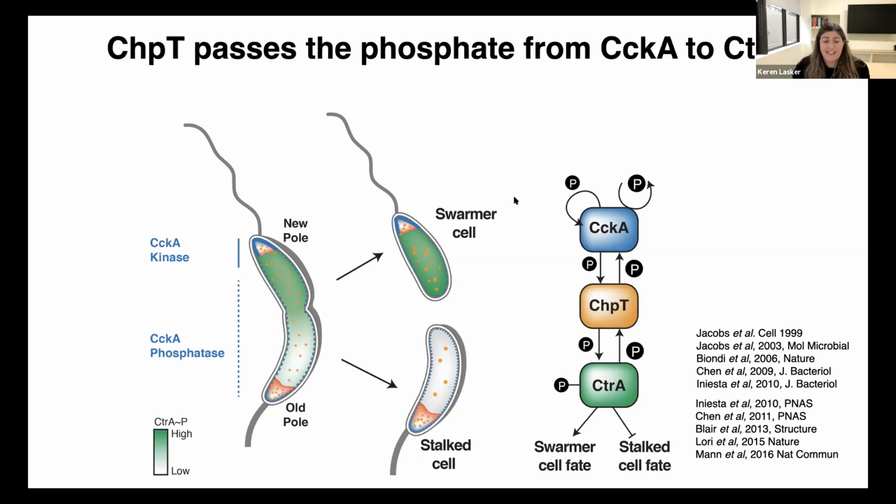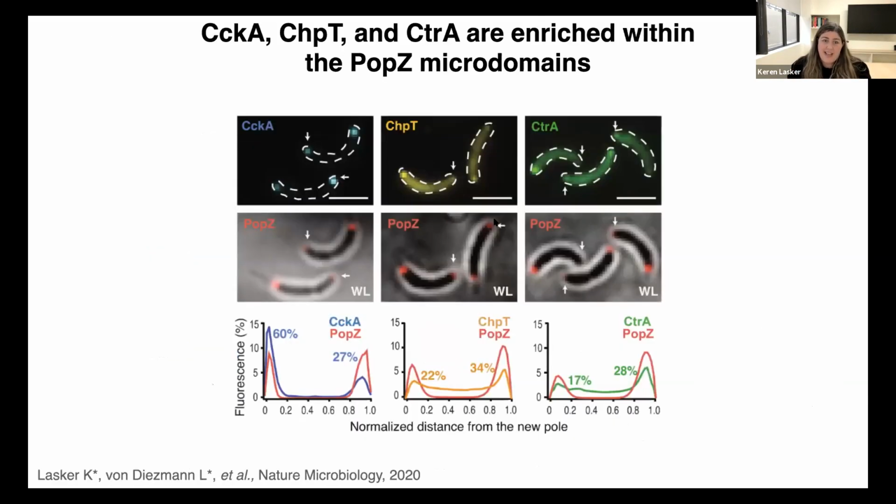And the last layer is ChpT. For CckA to pass its phosphate to CtrA, it goes to this intermediate cytosolic protein, ChpT. So when CckA acts as a kinase, it's autophosphorylating, passes phosphate to ChpT and then to CtrA. And the back transfer of phosphate is from CtrA to ChpT to CckA, permitting the dephosphorylation of the pathway. And then when we actually image those three proteins with respect to the POPSI microdomain, we saw that they're all enriched within the microdomain.